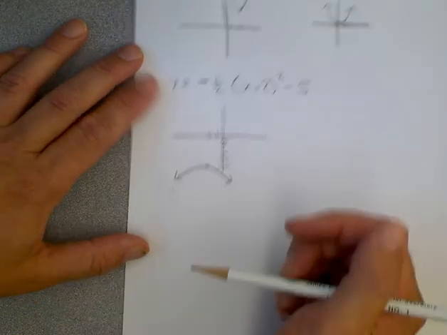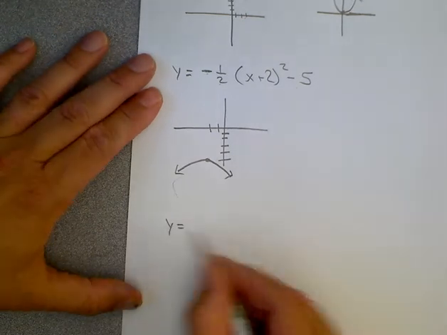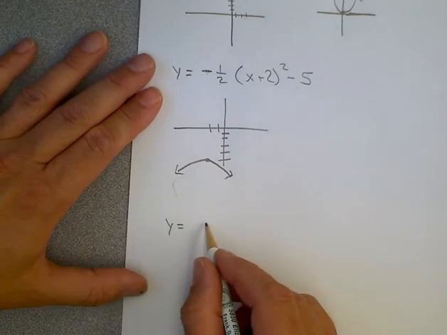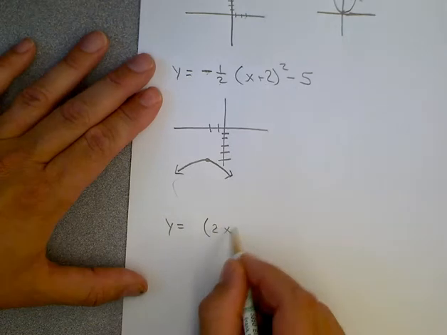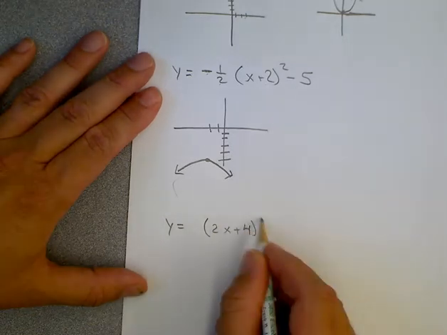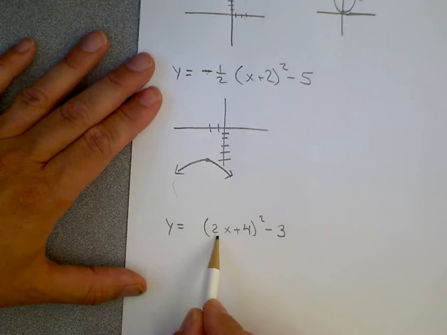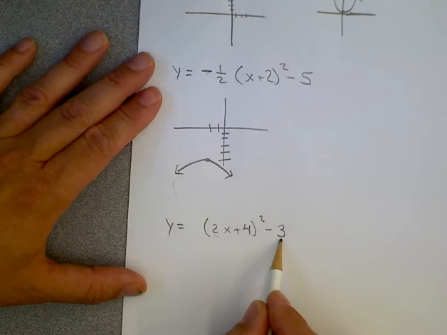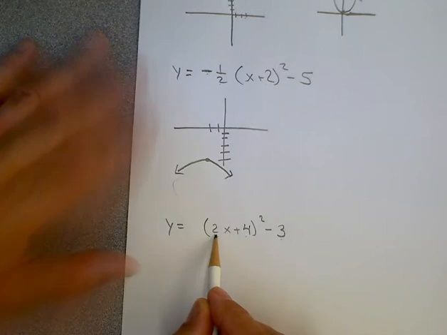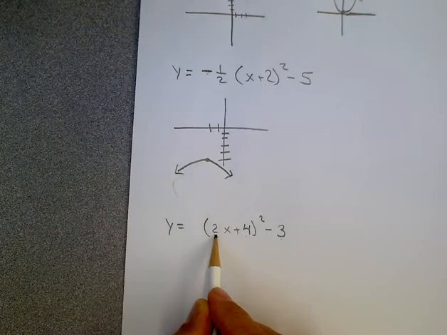All right, another one. Y equals (2x plus 4) squared minus 3. I have that b value that I'm dealing with. It makes it more complicated. This function will get moved down 3, left 4. Horizontally, it'll get squished by a factor of 2.